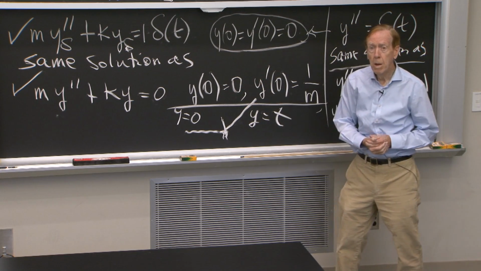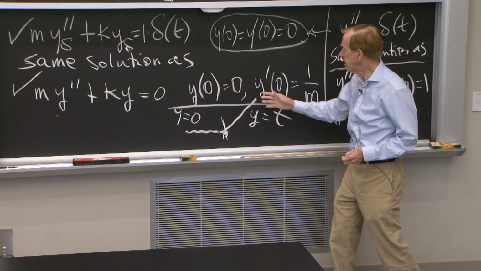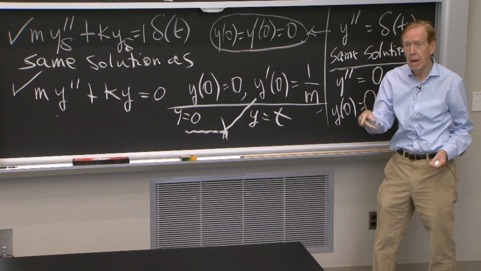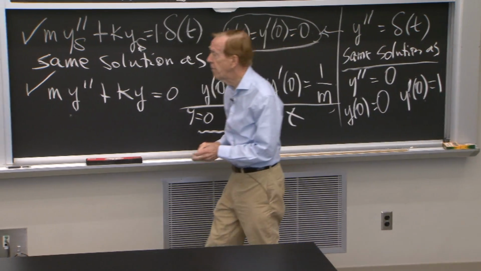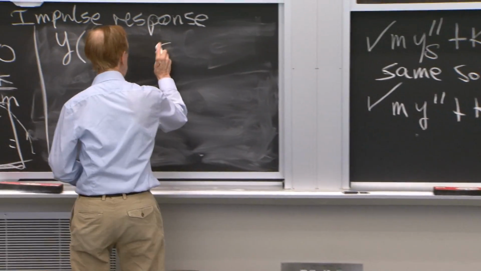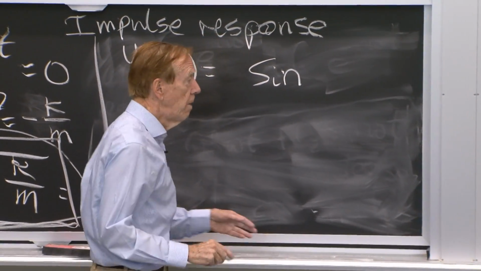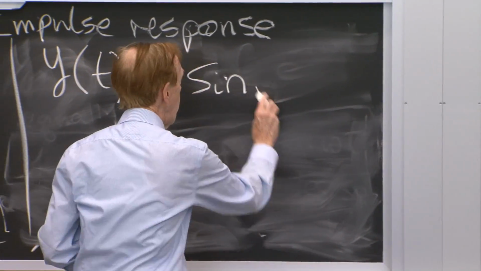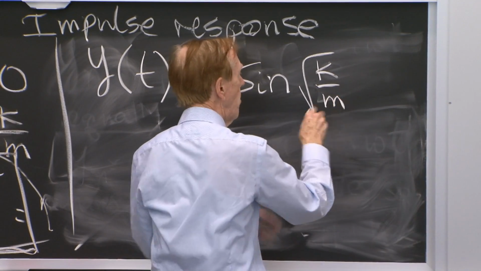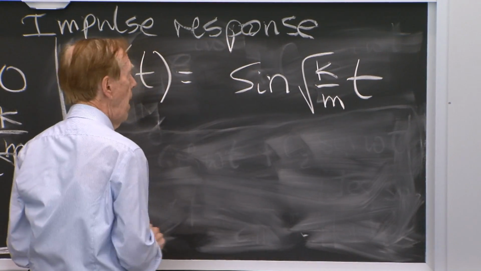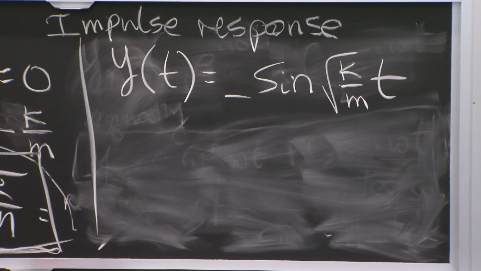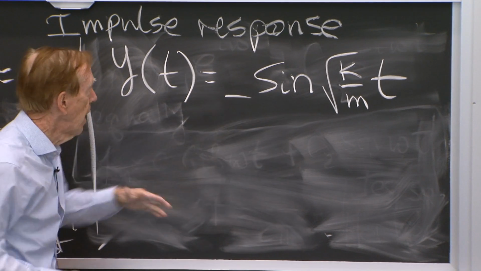None. No cosine. This initial velocity will tell me how much of a sine we have, because sines are the things that have initial velocities. So it'll be a sine of, what's the sine of what? Square root of k over m, right? Omega n t, right? And what's the number?